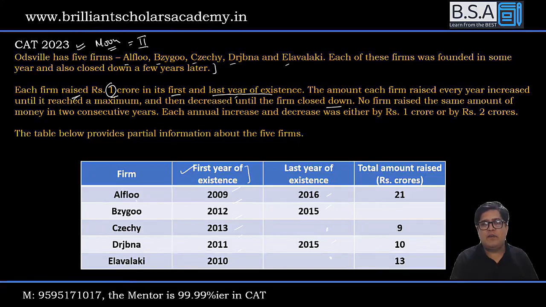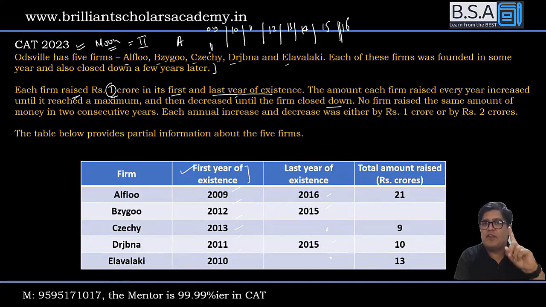So this firm A started in 2009, closed in 2016. I will write down the name A. I'll read further, don't worry. Then I will have to work with these years: 2009, 10, 11, 12, 13, 14, 15 and 16. What did it say? In the first year they must raise how many crores? 1 crore. In the last year how much should they raise? They must raise 1 crore. So this one has raised 1 crore.